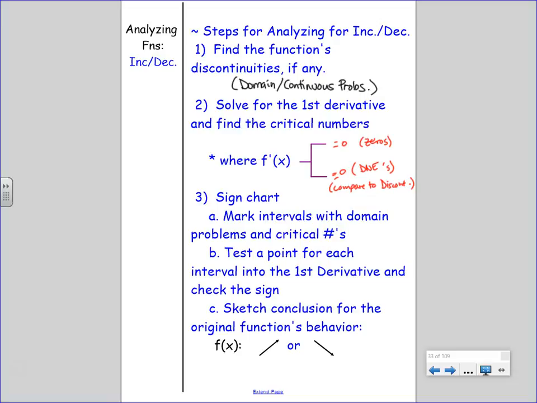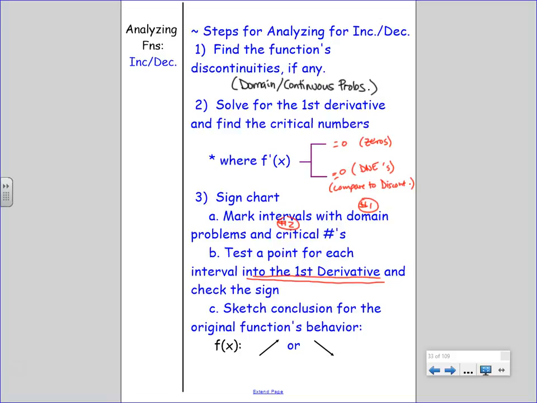Number 3, sign chart. Mark intervals with domain problems and critical numbers with what? Oh, with all the ones from number 1 and from number 2. Put the x values from number 1 and number 2 in the sign chart. Test a point for each interval. I think we did something last year with testing a point from each interval. By plugging into the, I would box it or underline it twice. Plugging into who? The first derivative.